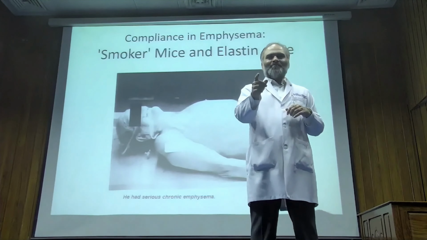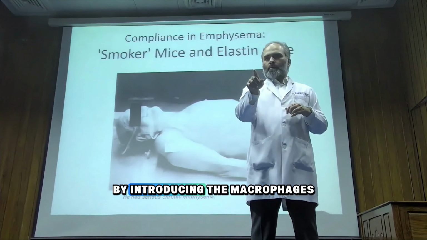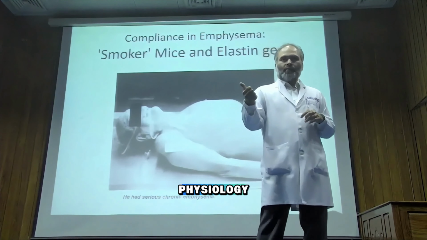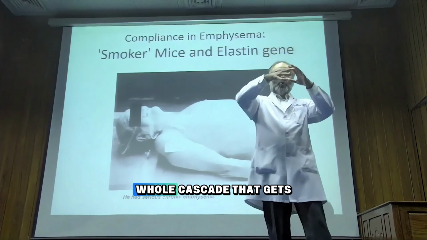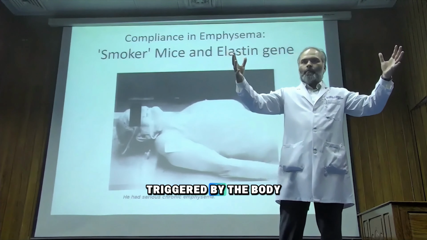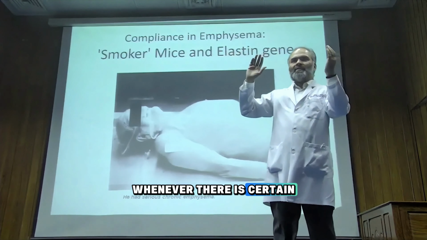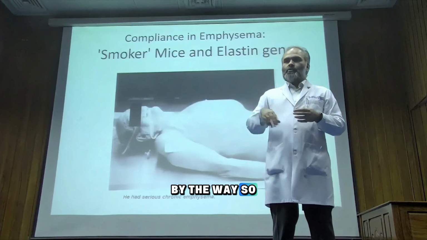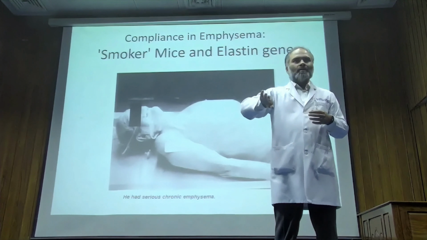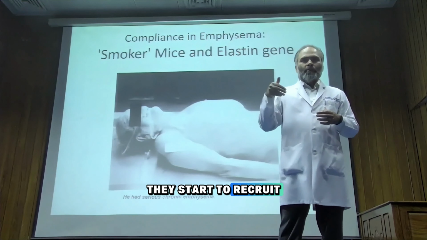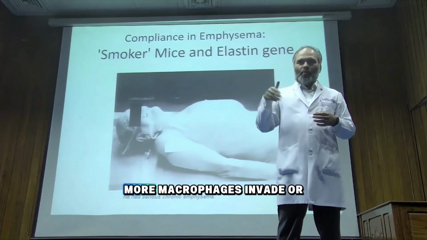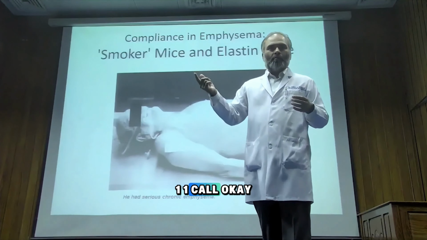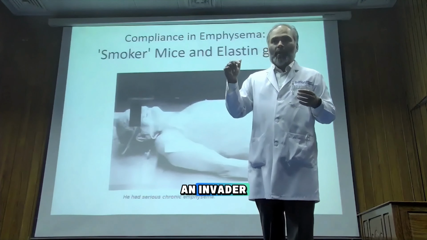By coughing, yes. By increasing the macrophages? Yes, inflammation. Shabash. You've just done blood physiology. So inflammation is that whole cascade that gets triggered by the body whenever there is an invader. Smoke in this condition is the invader, by the way. So the lining of your lungs starts to recruit more leukocytes, more macrophages. They are given a 911 call: okay, quickly come, there is an invader.